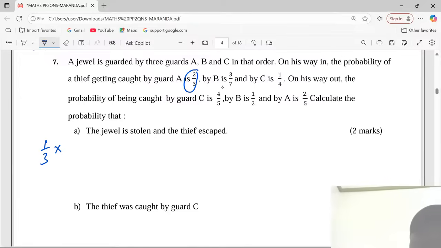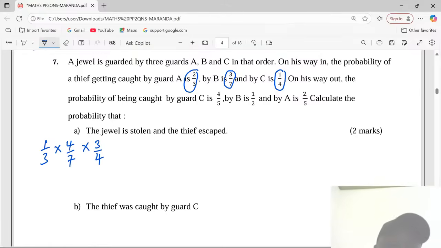Then they proceed to B. They also fail to be caught. So 4/7. Then they proceed to C. Being caught by C is a quarter. So he was also not caught, the thief. So the probability there was 3/4.